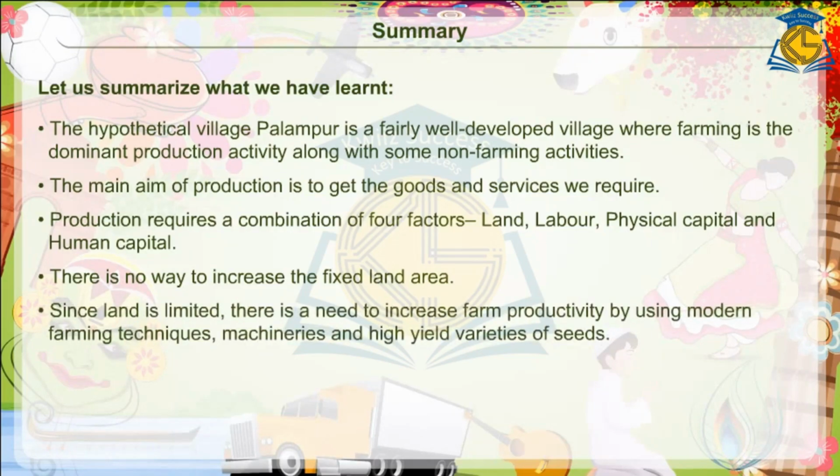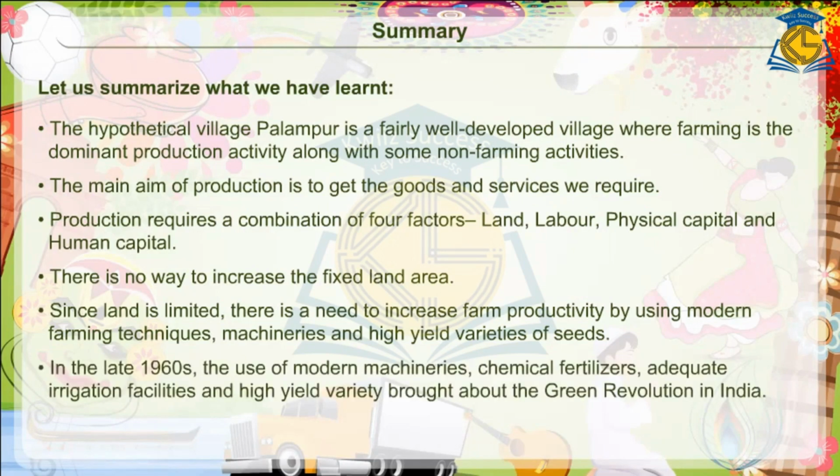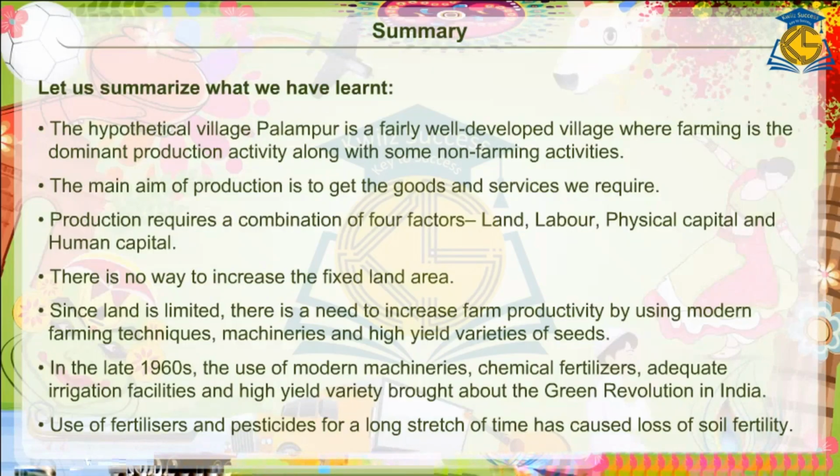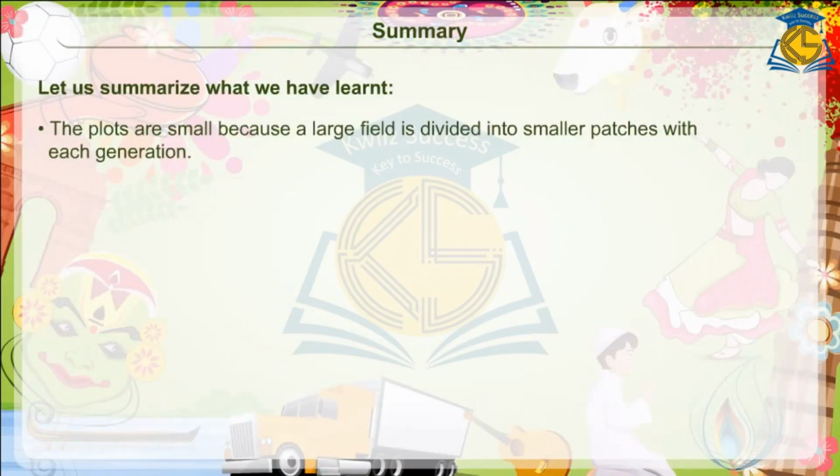Since land is limited, there is a need to increase farm productivity by using modern farming techniques, machineries, and high-yield varieties of seeds. In the late 1960s, the use of modern machineries, chemical fertilizers, adequate irrigation facilities, and high-yield variety seeds brought about the Green Revolution in India. Use of fertilizers and pesticides for a long stretch of time has caused loss of soil fertility. The plots are small because a large field is divided into smaller patches with each generation.